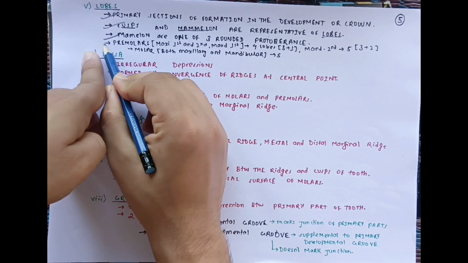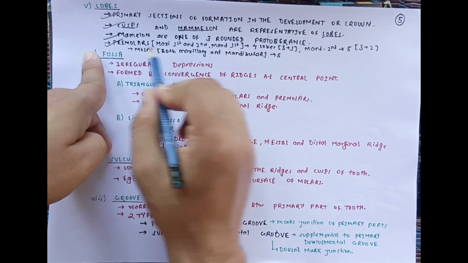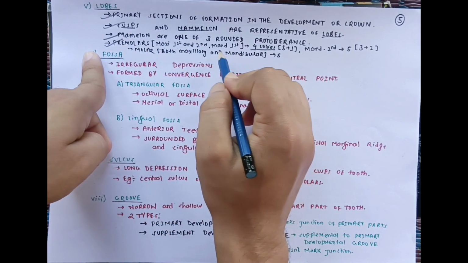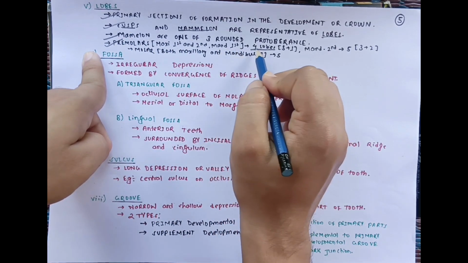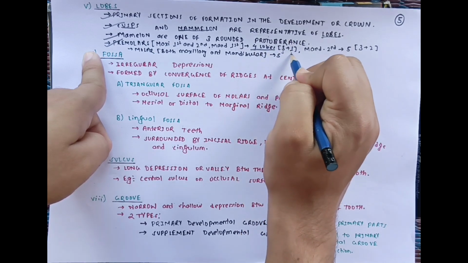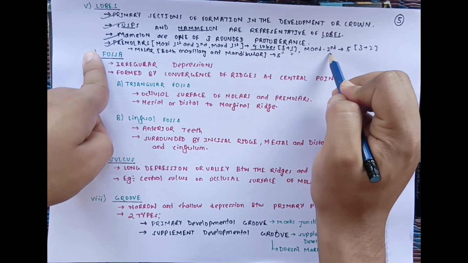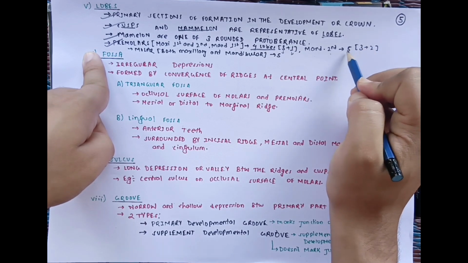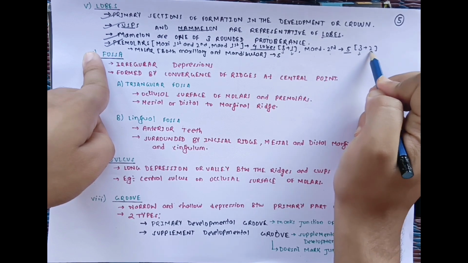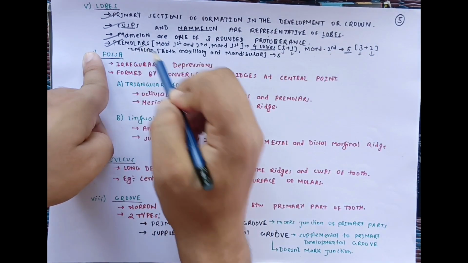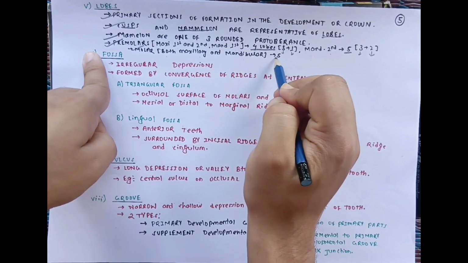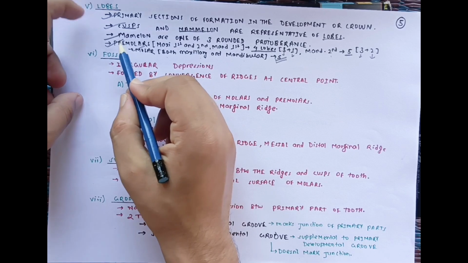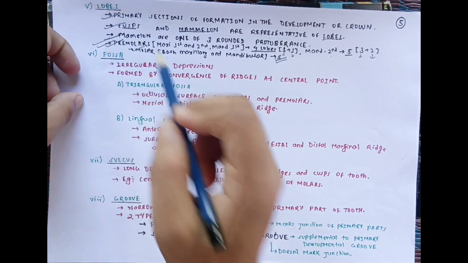Similarly, I have written here that in premolars there are a total of 4 lobes. In the maxillary first and second premolar, and also in the mandibular first premolar, there are 4 lobes: 3 on the buccal side and 1 on the lingual side. In the mandibular second premolar there is an addition of 1 more lobe, so it forms a total of 5 lobes: 3 on the buccal side and 2 on the lingual side. Similarly, in the molars, both maxillary and mandibular, there are a total of 5 lobes. This is to be remembered by you all. I think this is important also.